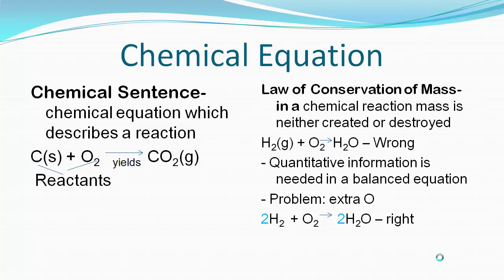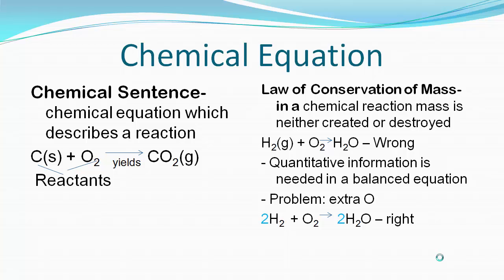A chemical equation is part of the definition of a chemical sentence. A chemical sentence is a chemical equation which describes a reaction, so it's in a sentence-like form. So let's say carbon plus oxygen yield carbon dioxide. The carbon and oxygen in this form are the reactants. They are reacting with each other, and they yield carbon dioxide, di to oxide.